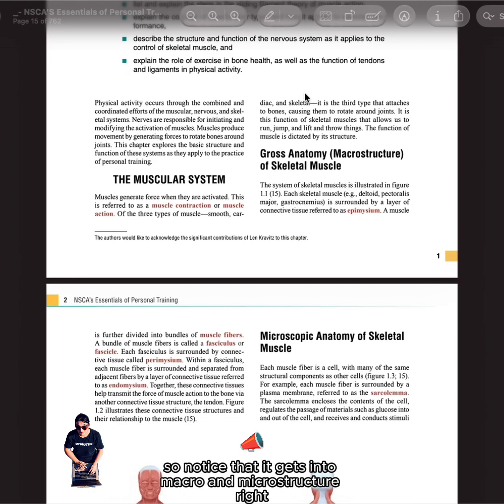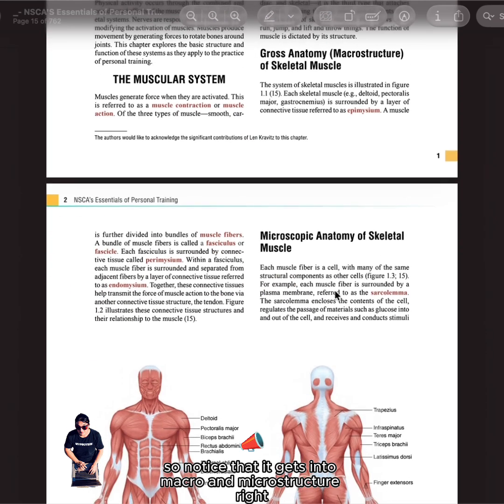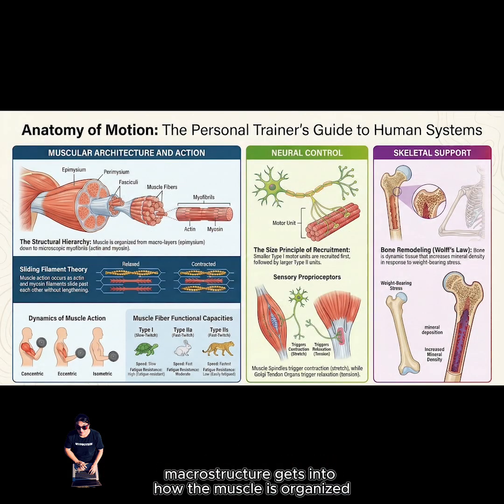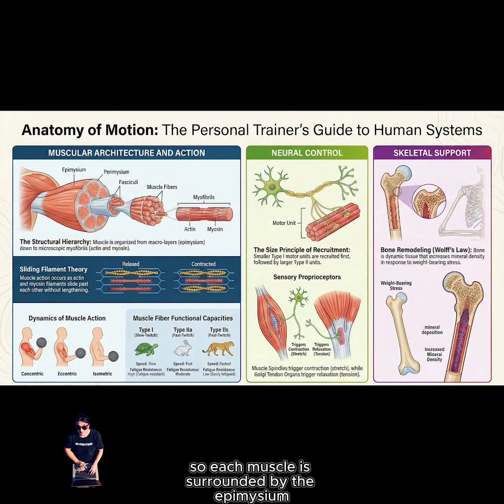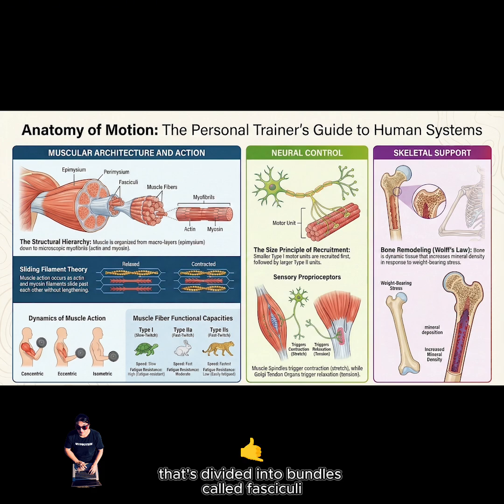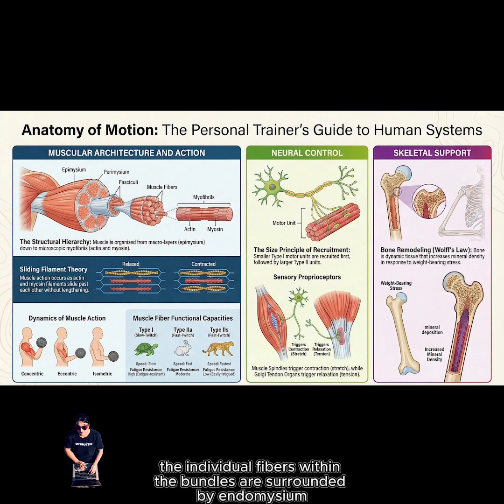So notice that it gets into macro and microstructure, right? Macrostructure gets into how the muscle is organized. So each muscle is surrounded by the epimysium. That's divided into bundles called fasciculi. You'll see some discussion of that in these pages. The bundles, fasciculi, are surrounded by perimysium. The individual fibers within the bundles are surrounded by endomysium.